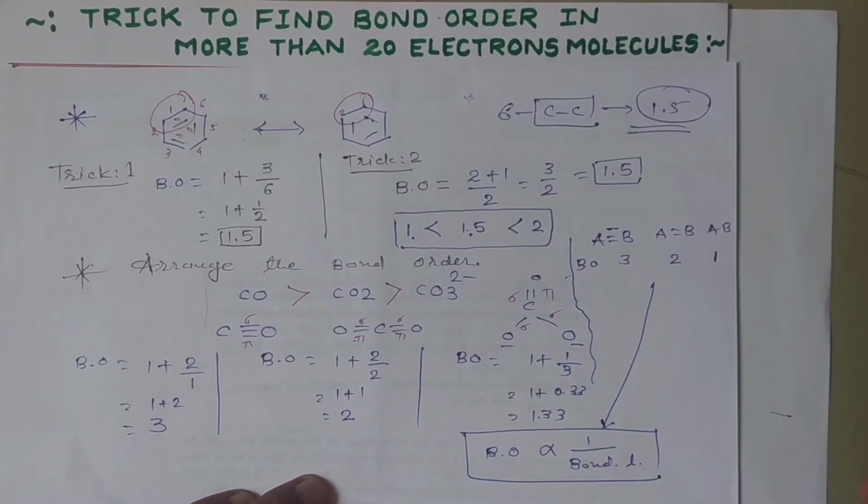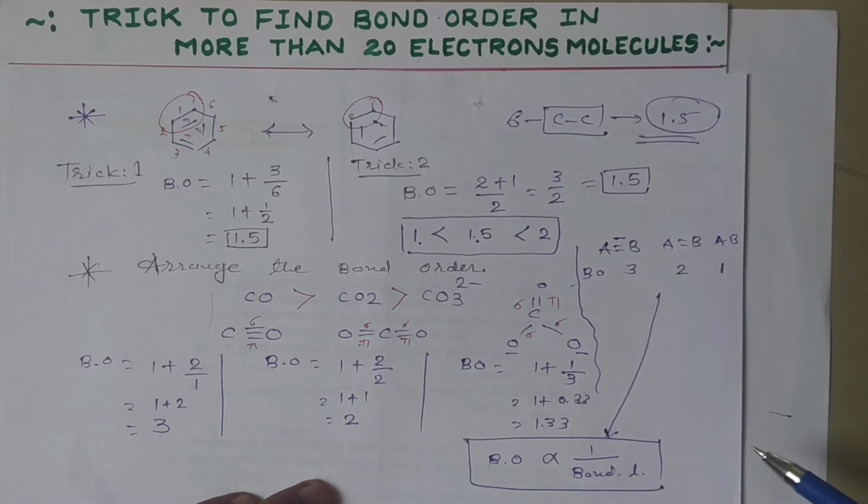Okay, so by using this formula we will find the bond order in molecules with more than 20 electrons. Thanks for watching this video.